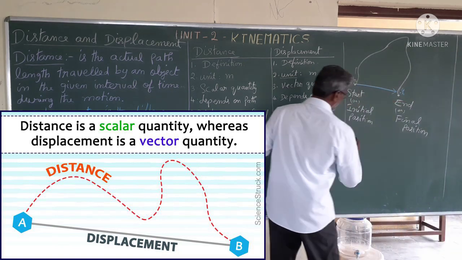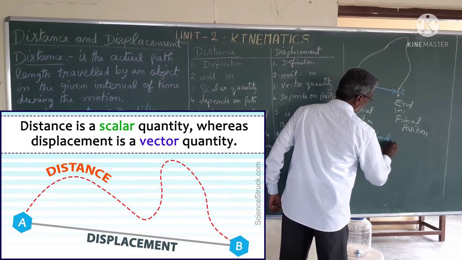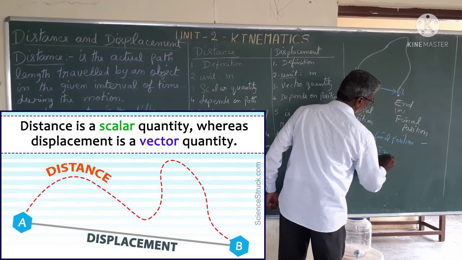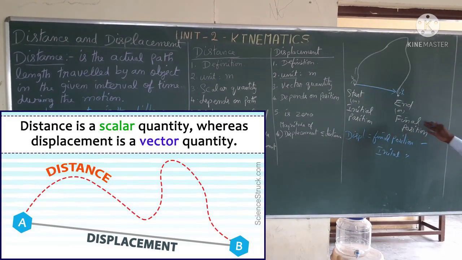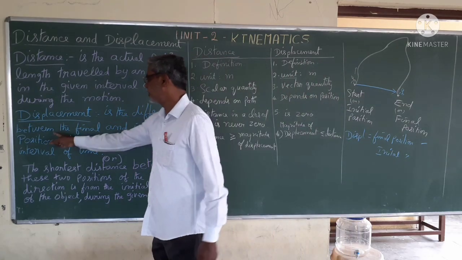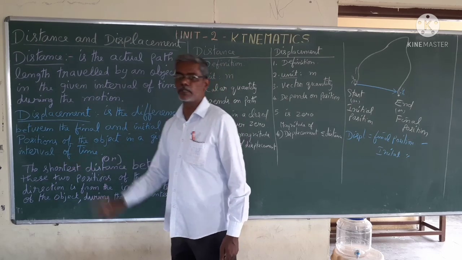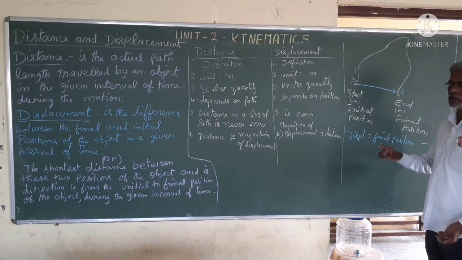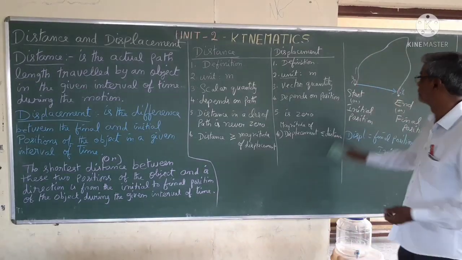So displacement is nothing but the final position minus the initial position. So displacement is equal to what? Final position minus initial position. Now you see the definition: the difference between the final and initial position of the object in a given interval of time. There is one more definition for displacement. Before going into the definition, first we will see an example, then we will define it.